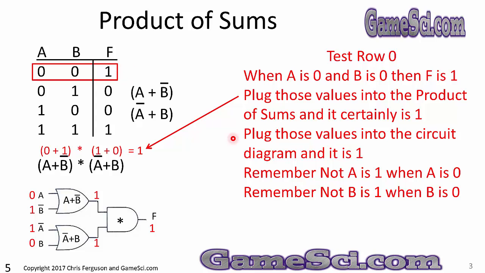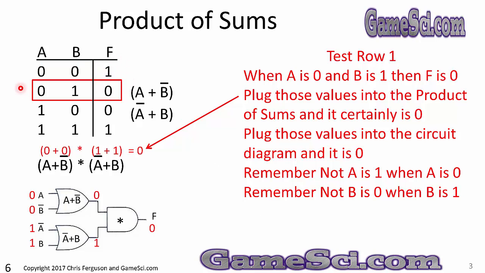Plug these same values into the circuit diagram and it is also 1. Remember, not A is 1 when A is 0. Remember, not B is 1 when B is 0. A and not B is 0 and 1 fed into this OR gate, which produces a 1. Not A and B is 1 and 0 fed into this OR gate that produces a 1. Two 1's as input to an AND gate produces a 1. For row 0 of the table, both the product of sums and the circuit produce the proper output of 1.